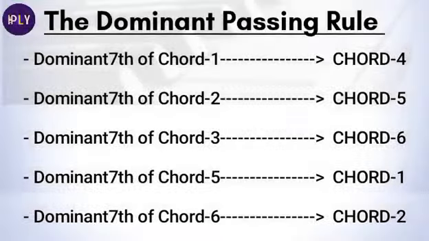As you can see on screen, the rule says that the dominant 7th chord of the first chord will lead you strongly to the chord 4 in any key. The dominant 7th chord of the second chord will lead you strongly to the chord 5. The dominant 7th chord of the third chord will lead you to the chord 6. The dominant 7th chord of the 5th chord will lead you to the chord 1. And lastly, the dominant 7th chord of the sixth chord will lead you to the chord 2. So this is the rule we are going to be following in this video, and I'm going to teach you how you can apply this to a song.